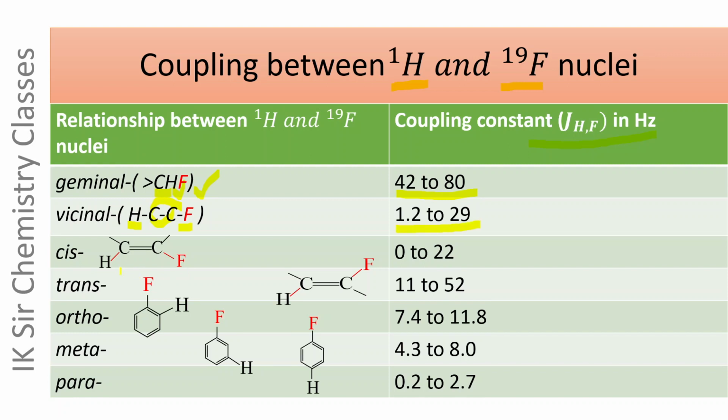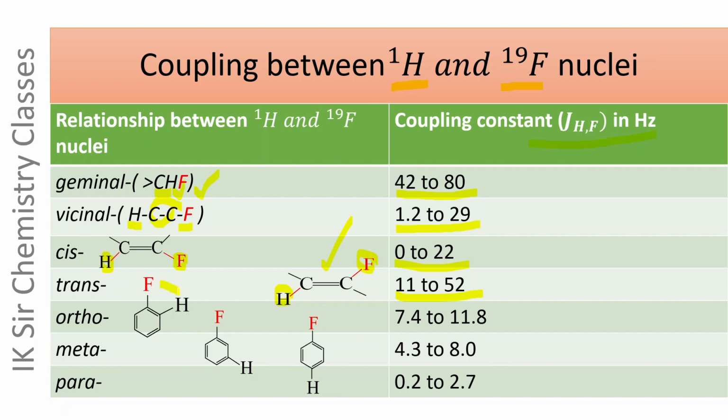Hertz. If H and fluorine nuclei are present on the same side of a carbon-carbon double bond, the coupling constant is 0 to 22 Hertz. If H and fluorine nuclei are present on opposite sides of a carbon-carbon double bond, the coupling constant is 11 to 52 Hertz. And in the case of fluorobenzene, the coupling constant decreases with increase in distance.